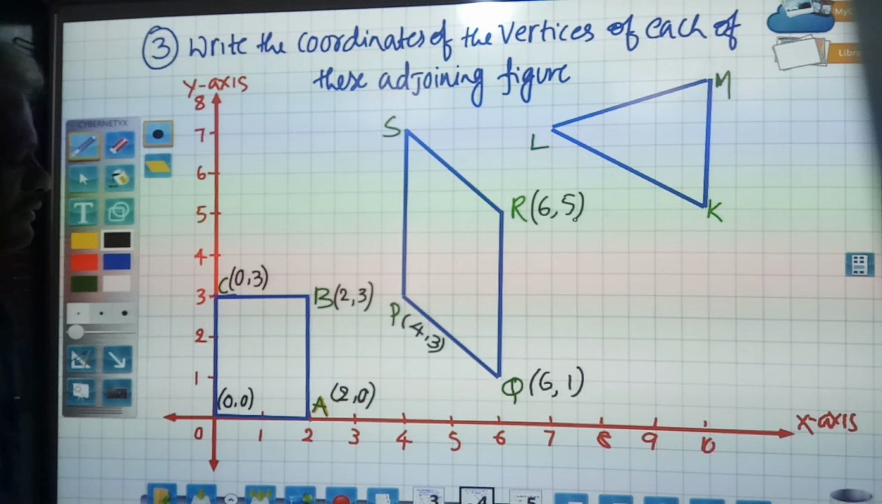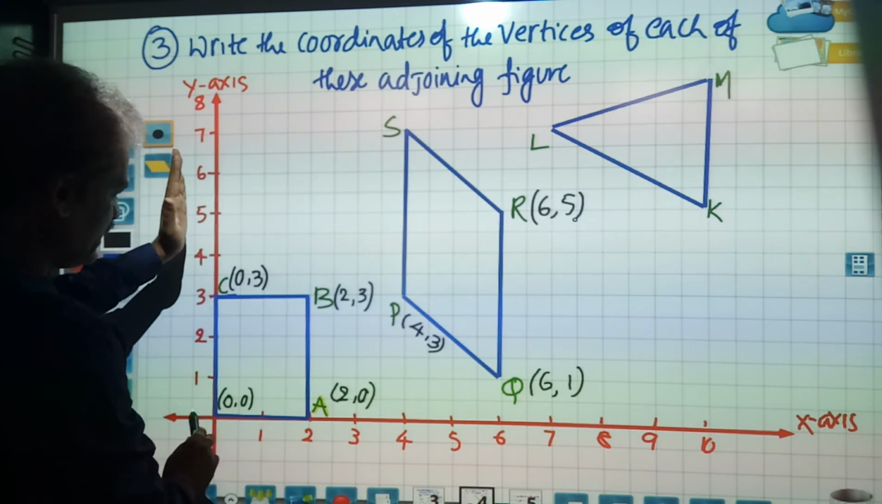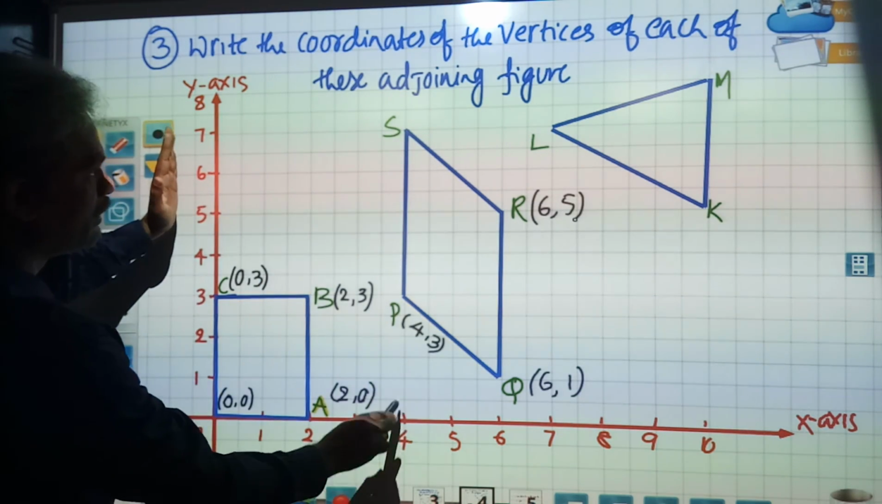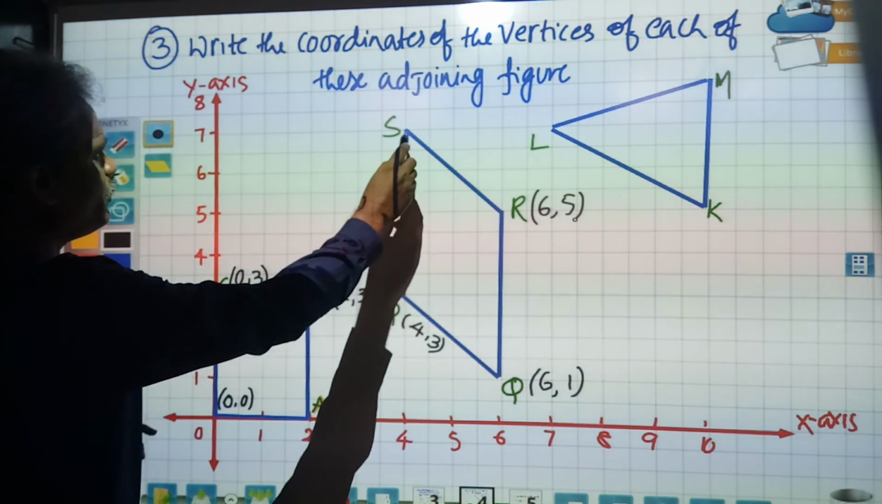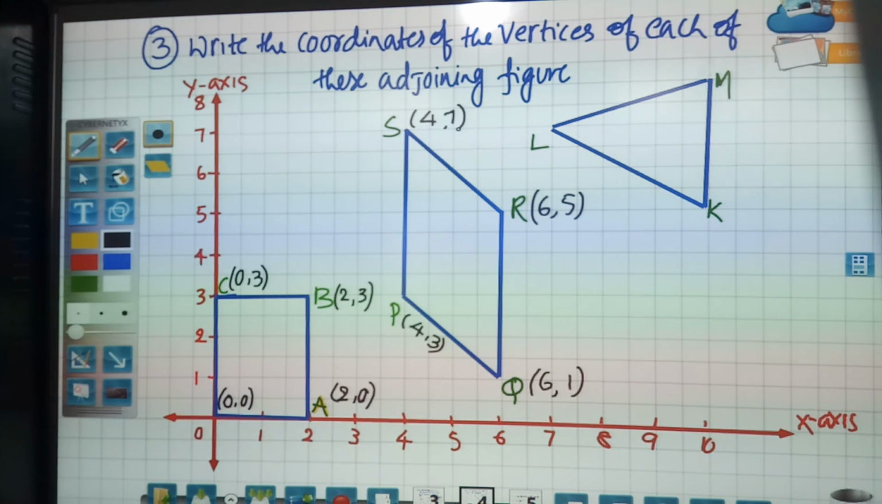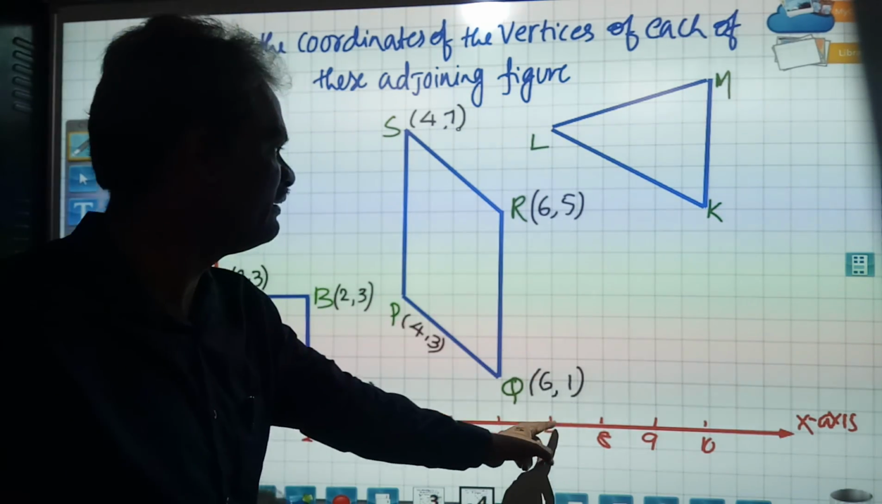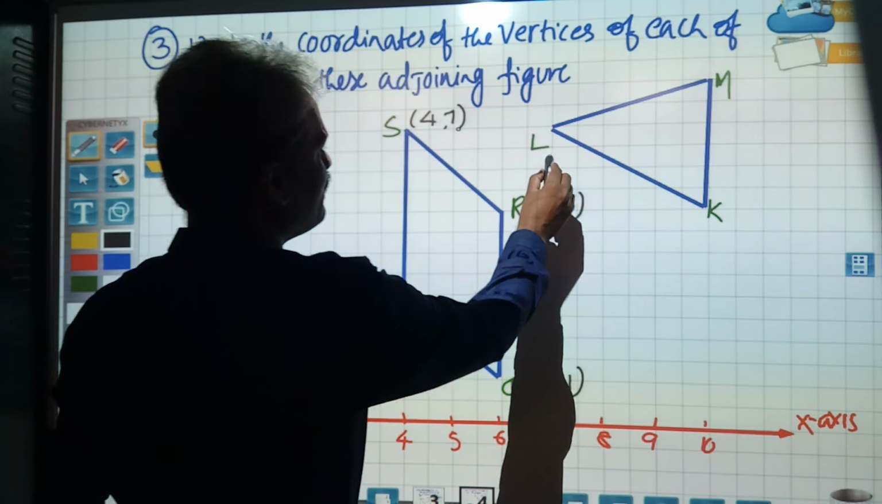Then similarly S, coordinates of S. So S is at a distance of 4 units. You can see on the horizontal line 4. Then vertically you go upward. This is 4, 7. Okay. So next come to this triangle here. Coordinates of L. Along x-axis you come, so this is 7. Vertically also 7. This is 7, 7.